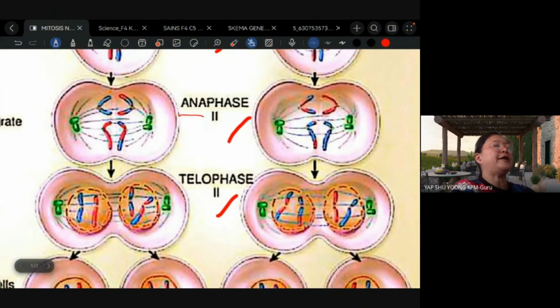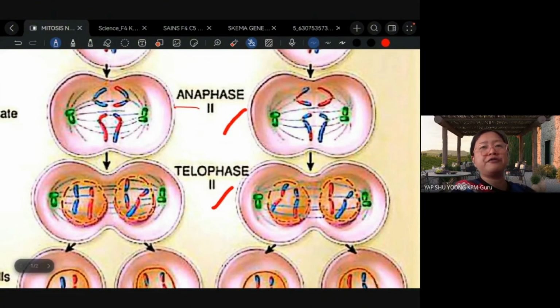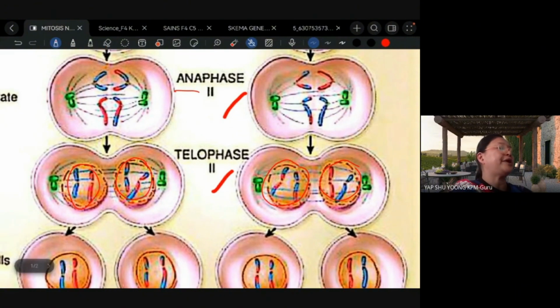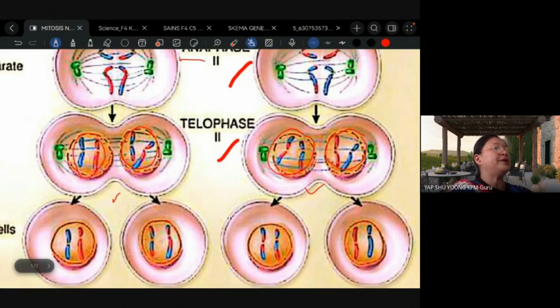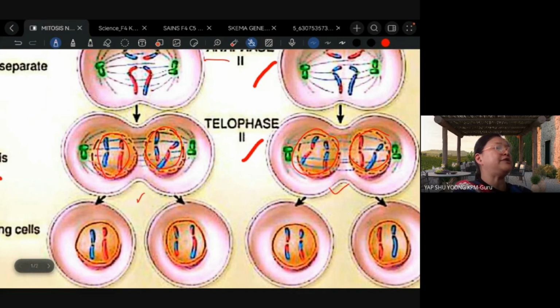After anaphase, it goes to telophase. Telophase means all the chromosomes have reached the opposite poles of the cell. Two nuclei have already formed. Then after telophase, it goes directly to cytokinesis, and each nucleus consists of two chromosomes.